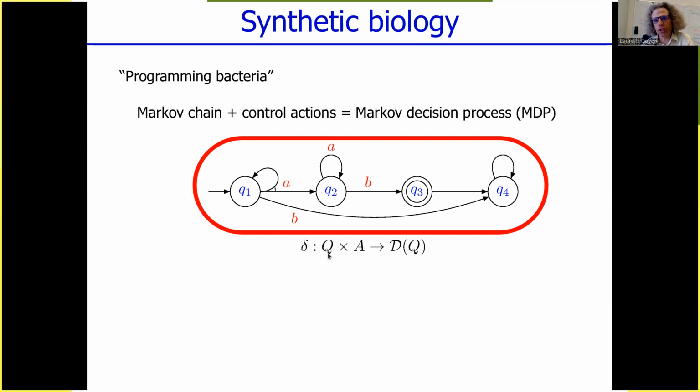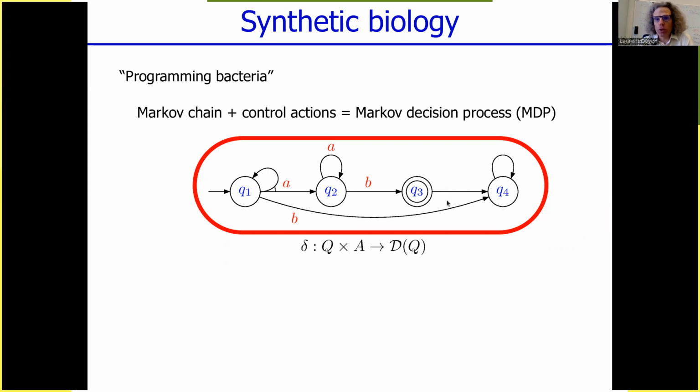It has a transition relation that looks like this. Given a state and an action, there will be a distribution over the successor states. For example, here in Q1, we have two possible actions, A and B. If we choose A, then with probability half we go to Q1, and with probability half we go to Q2. If we choose B, then we go straight to Q4. And if there is no action, it means the action is irrelevant. We anyway take this transition.